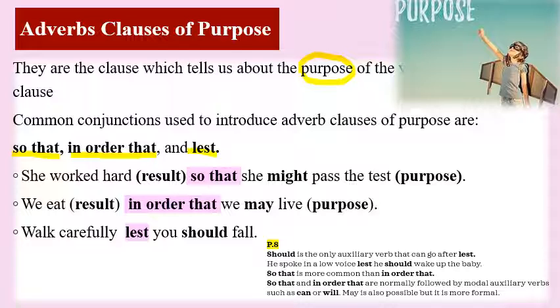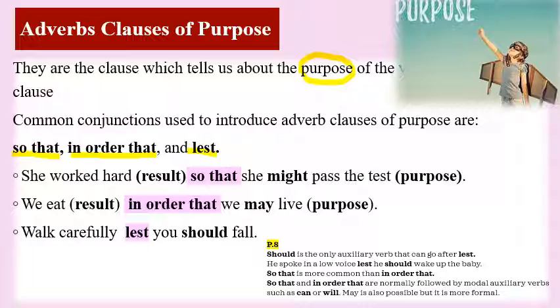She worked hard, this is her result, so that she might pass the test, and this is her purpose. Her purpose was to pass the test. We eat in order that we may live or we may survive. And this is our purpose. Work carefully, lest you should fall.